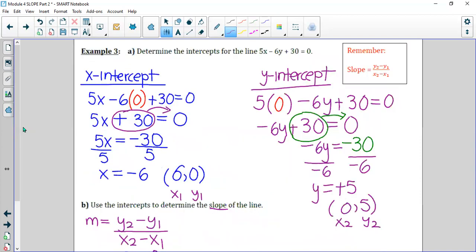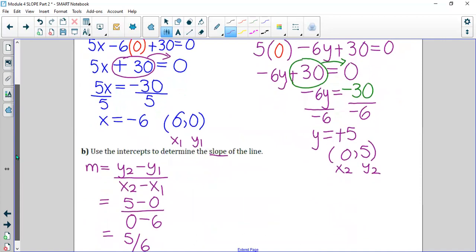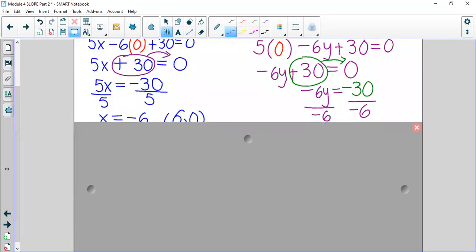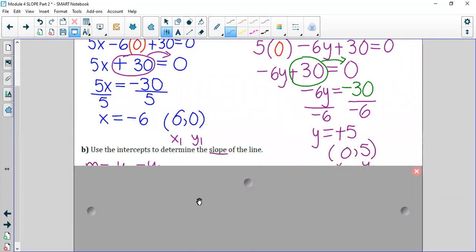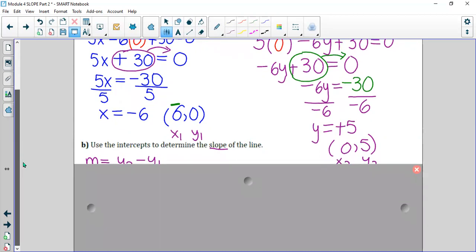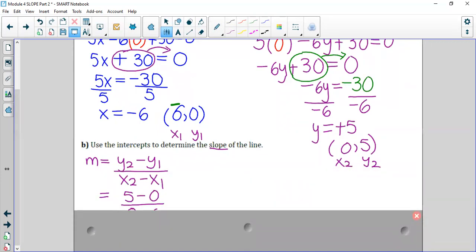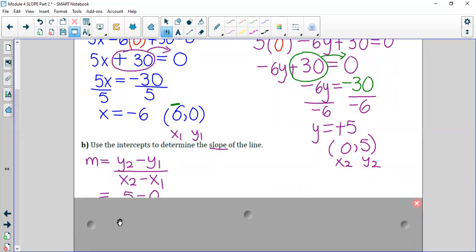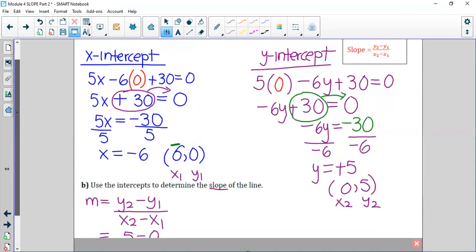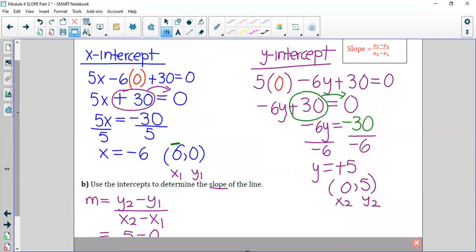Let's see. Okay, let's move into here. So I have these 2 points, the x-intercept and the y-intercept. X is equal to negative 6 and 0. Y is equal to 0 and positive 5. Sorry, how did I make a mistake here? This looks like a mistake. Positive 30 moves over to the other side, becomes negative 30. I divide both sides, I get negative 6.